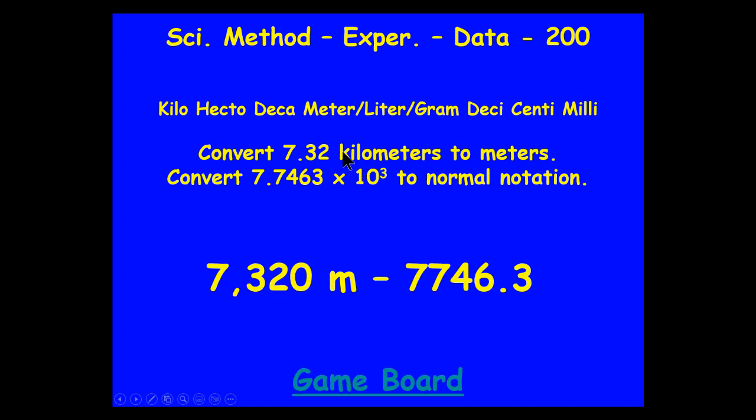Okay, so if we're going from kilometers, which is on the far left, to meters, which is on the right, we are moving 1, 2, 3 spaces to the right. We simply move the decimal 1, 2, 3, and we run out of numbers, and you insert a 0 there. So 7320 meters. All right, scientific notation, if it is a positive exponent, the decimal moves to the right. If it's a negative exponent, the decimal moves to the left. It's positive 3, so it moves 1, 2, 3 spaces to the right, and the decimal's in between the 6 and the 3.